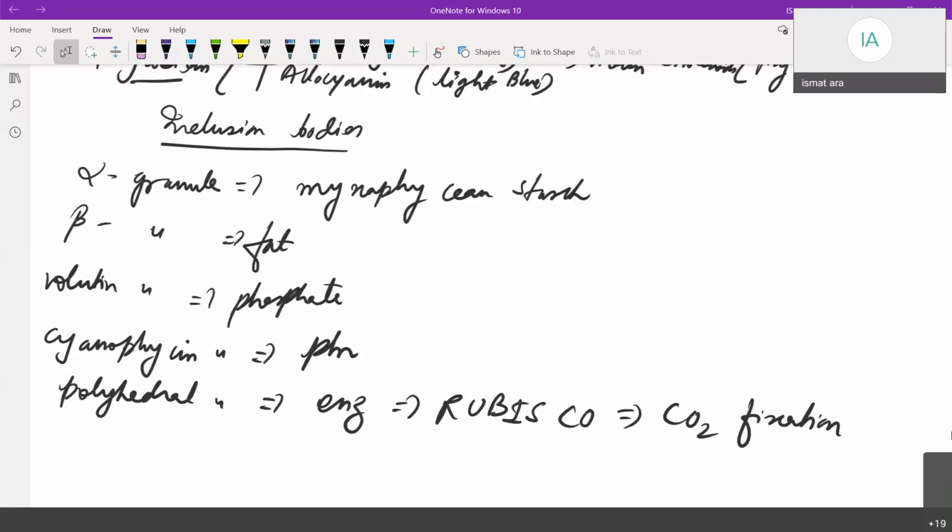Clear with this, all of you? Ma'am, below beta granule what is written? Beta granule, they are responsible for the storage of fat. Below beta granule, volutin granule. I have written volutin granule. Clear with this? Yes, ma'am.